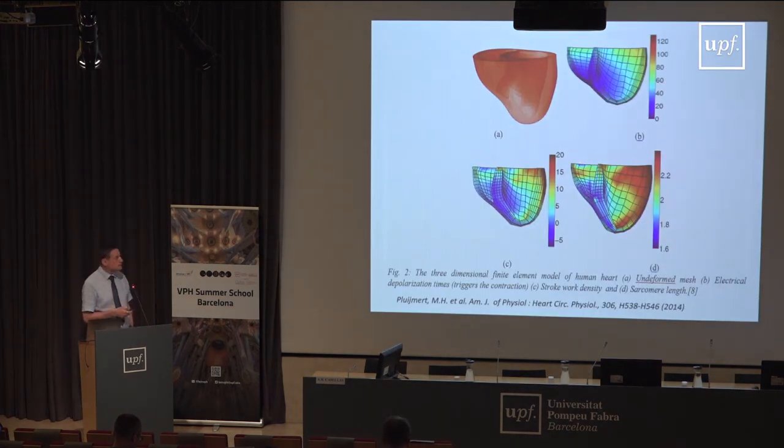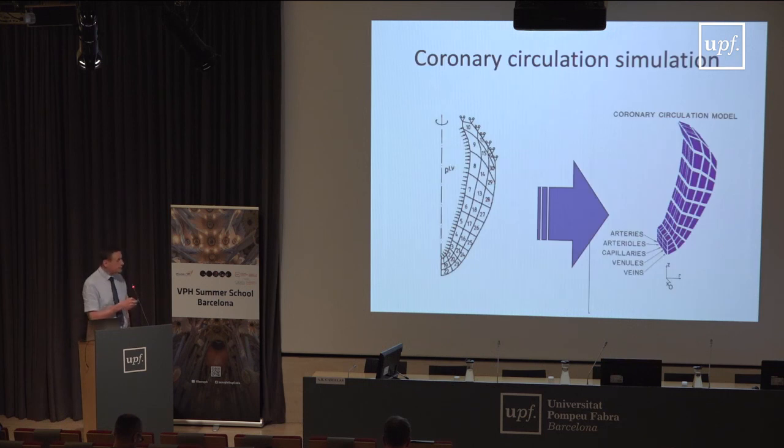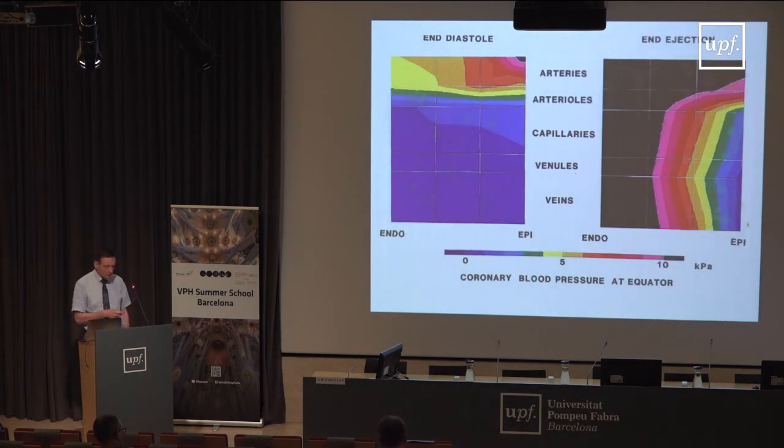What we can do is, Eindhoven has a very advanced model to simulate in 3D contraction of the heart coupled to electrophysiology. And we take that model, and we also have an axisymmetric model of a heart, left ventricle. And we take that model and we add to it a coronary circulation model in which we distinguish between arteries, arterioles, capillaries, venules, and veins. And we simulate blood pressure, blood flow during contraction. This is during end diastole and ejection.